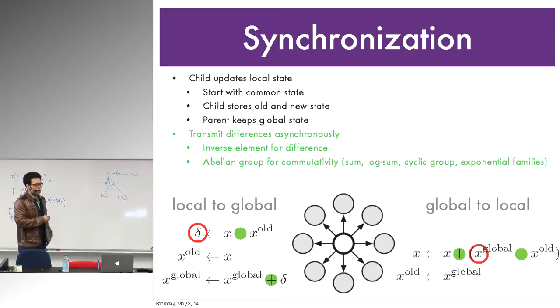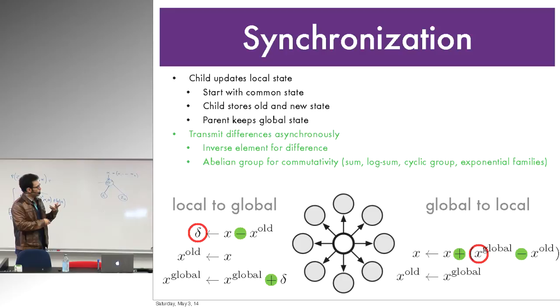But each client also maintains something called xold. And xold means the last value I know about the global state. Okay? So I start with xold equal x. And now once I process the example, the value of x keeps changing because I change the assignment of the topic. So the sufficient statistic of my local replica changes from the old one.